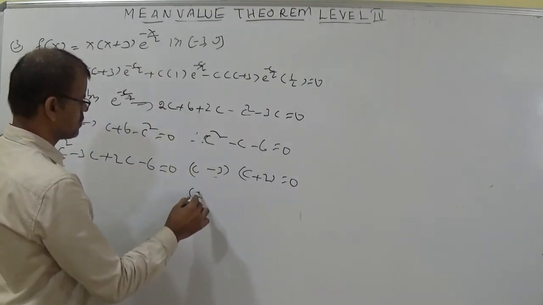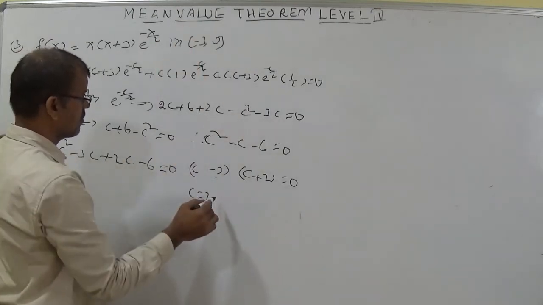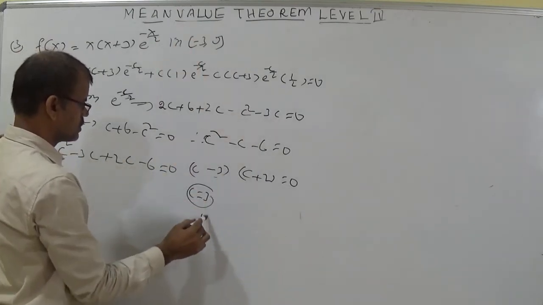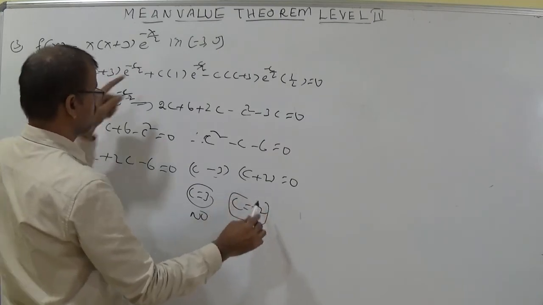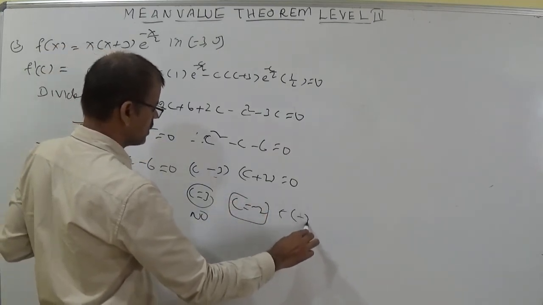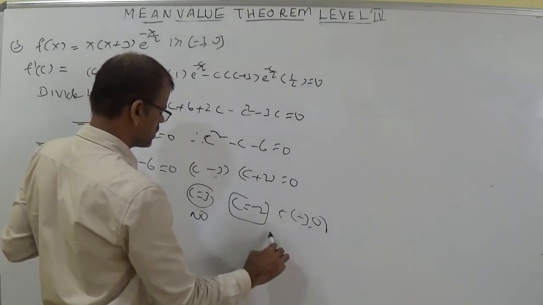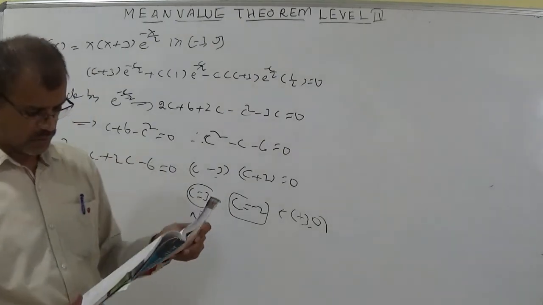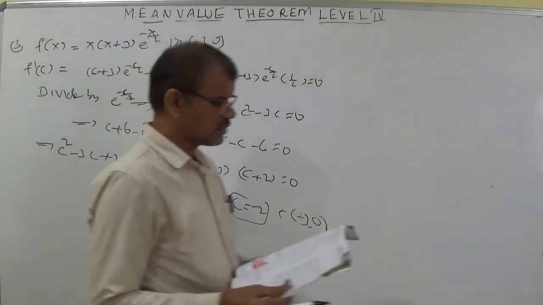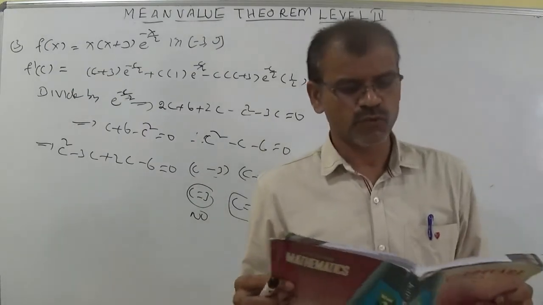c is equal to 3 is not there in the given option, so no need to calculate. c is equal to minus 2. Minus 2 belongs to minus 3 comma 0, so it is there. c is equal to minus 2 is the correct answer. First option for this third question. Let us see the fourth question.